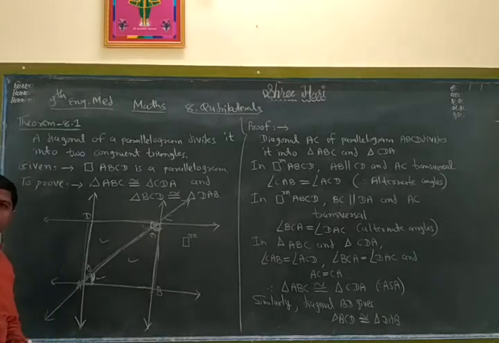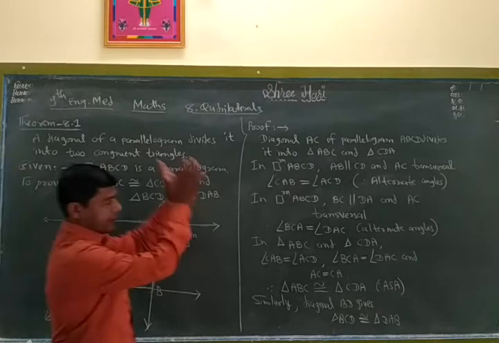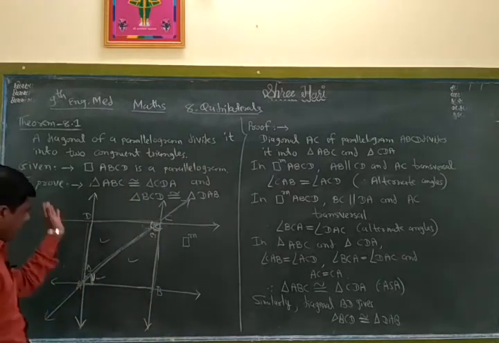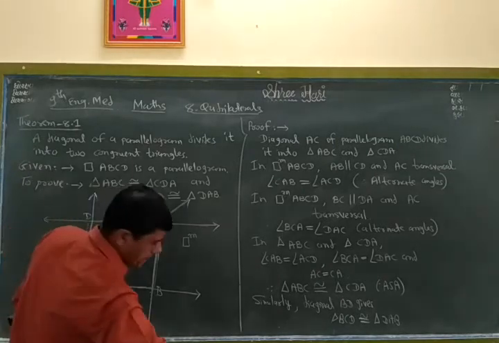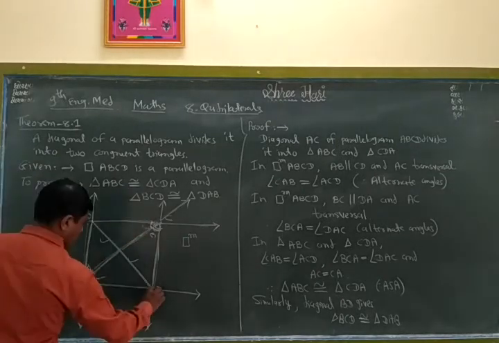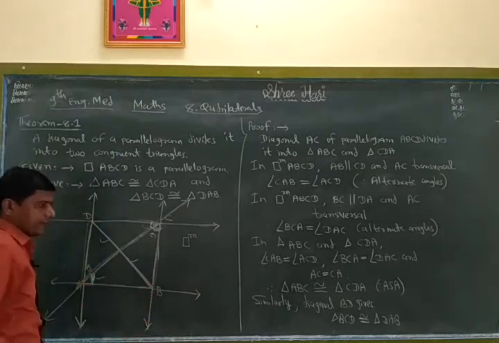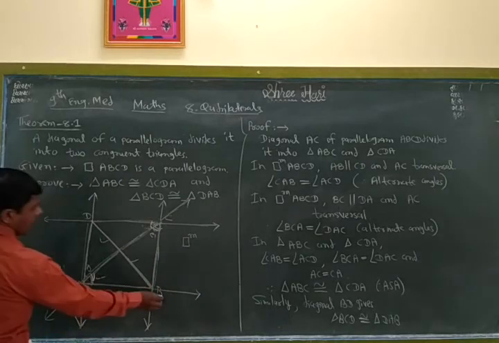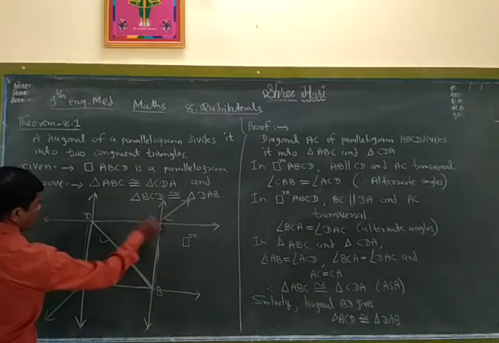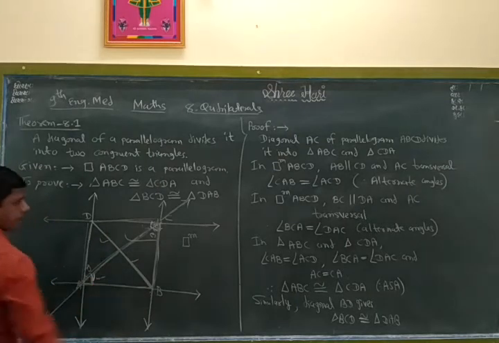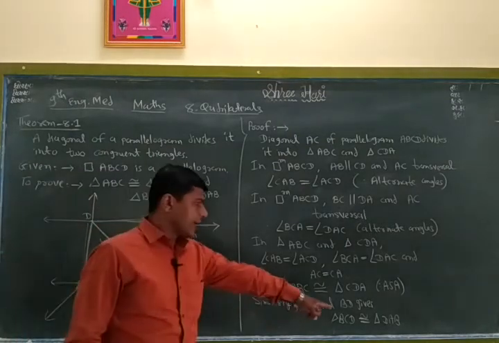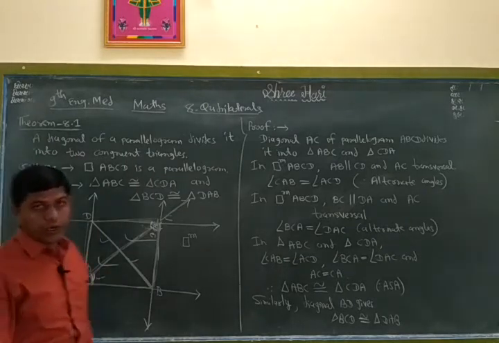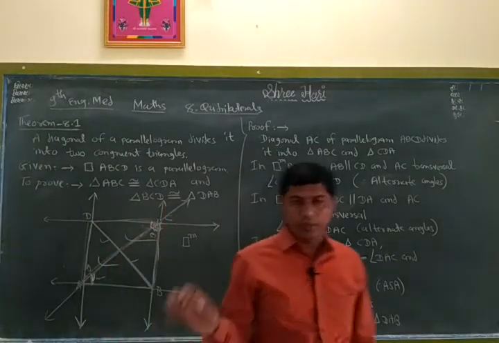Similarly, same process. Just as we took alternate angles, similarly here we will take diagonal BD. Suppose we take BD. What happened? Triangles BCD and DAB are congruent. We can prove that with the same process.